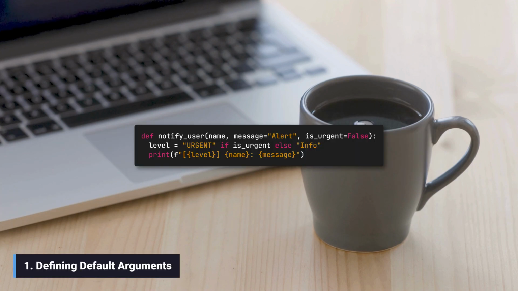1. Defining default arguments. To set a default value, simply use the assignment operator, the equal sign, after the parameter name in the function definition. Here, message and is_urgent have default values, but name does not, meaning name is still a required parameter.